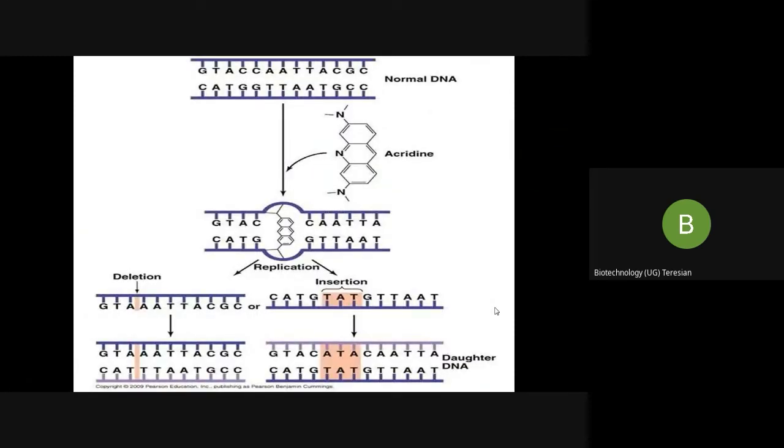Another example that we can see is the intercalating agent. These are also chemical agents which bring about changes. For example, we shall take the intercalating agent acridine. There could be many more chemicals involved.